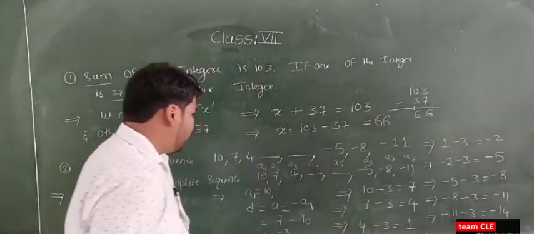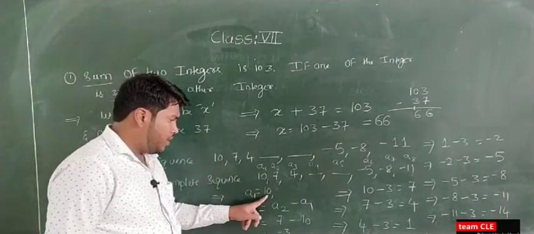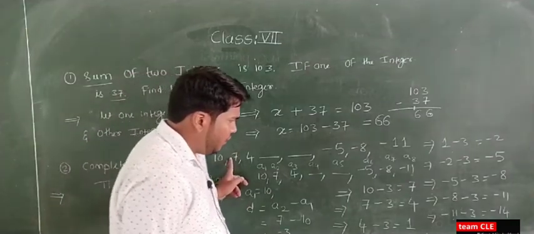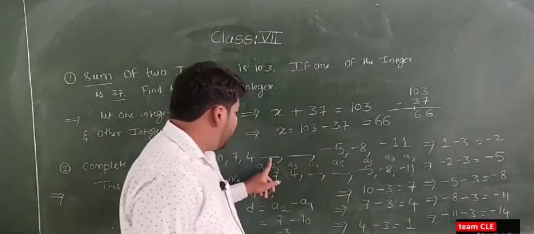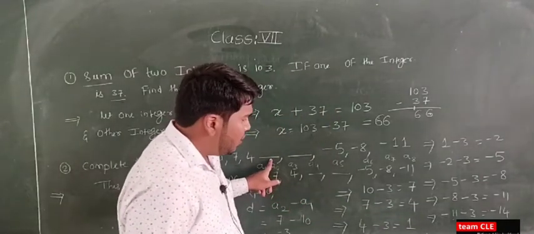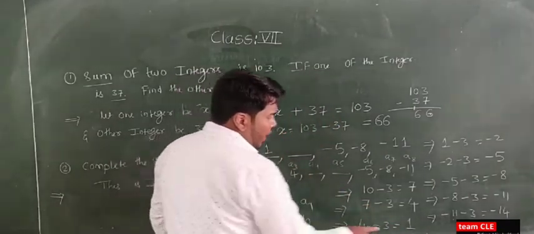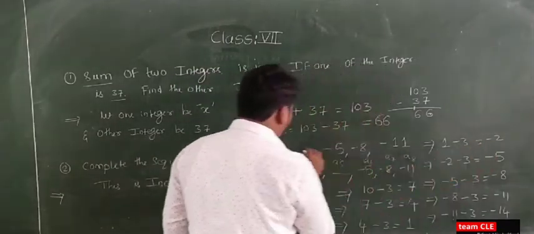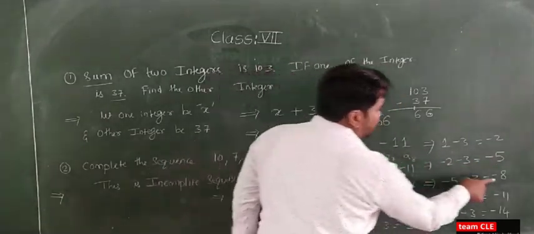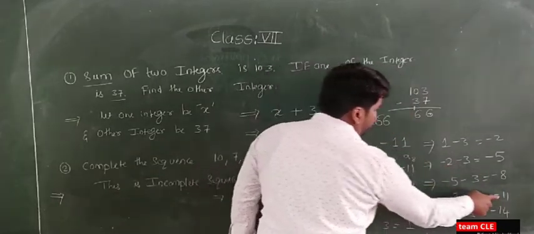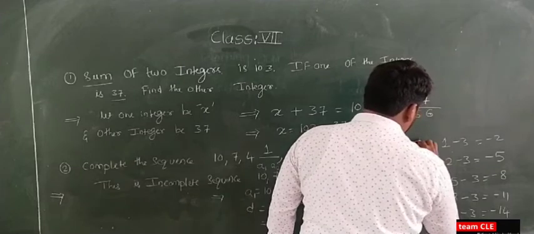So this is your sequence. See here, the first number of the sequence is 10. The second number is 7. The third number is 4. After 4, we got the answer 1. After 1, I got -2. After -2, I got -5. Then -8, then -11. So the last term is -14.